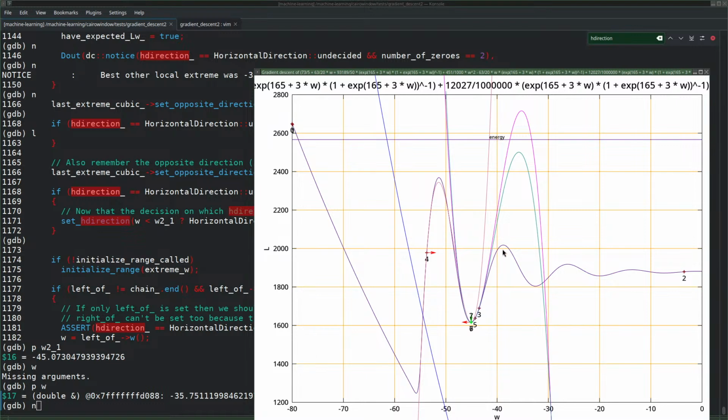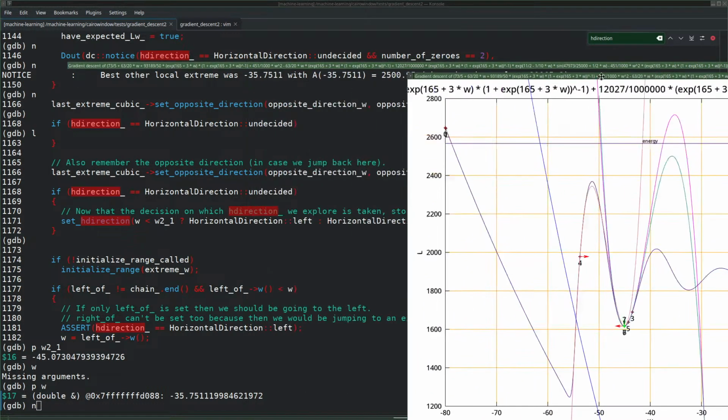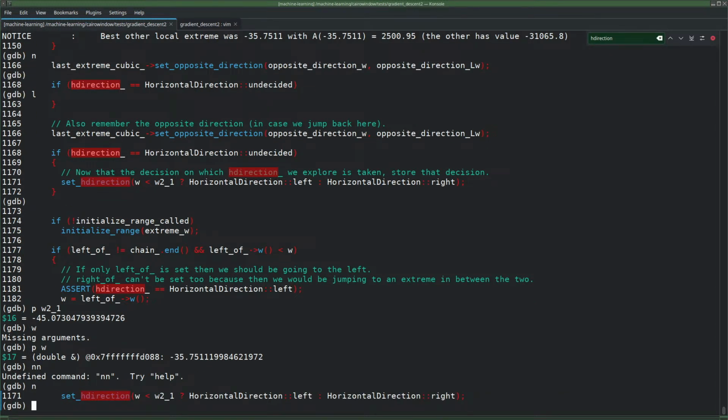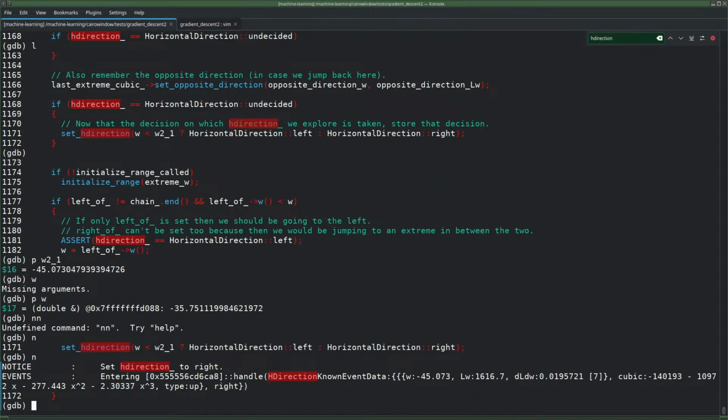It would be kind of silly to find this maximum and then go back because this one looks better. Oh, that's deeper, let's go back. No. Now we are here. We only want to go to the right, to the right, to the right, to the right. Well, until we find a minimum that is not as deep as the one that we already found. So completely correct here. H direction is set to the right.